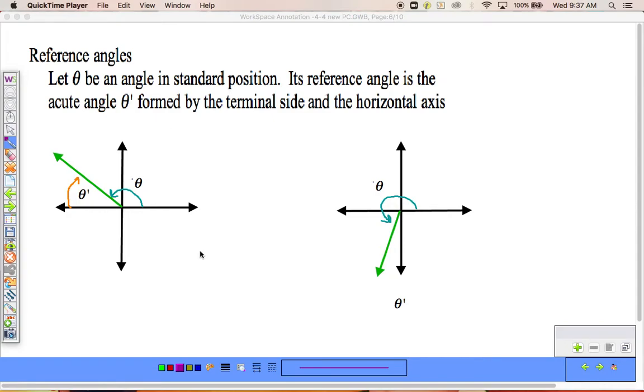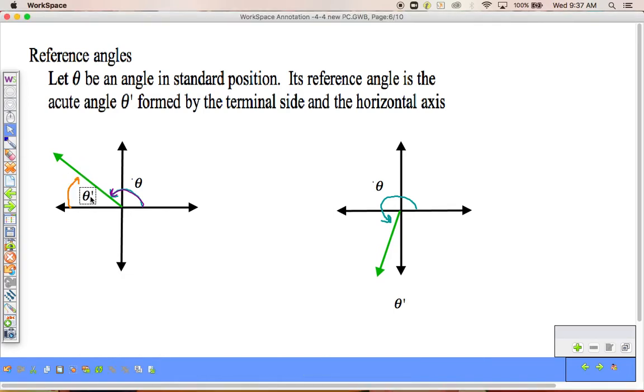So in this first picture, I have my angle theta. This angle theta rotates me into the second quadrant. When I draw a triangle, I need a right triangle, and with theta I'm not getting a right triangle. So I'm going to use this angle theta prime, which is going to be the acute angle that forms with the x-axis. That's going to be my theta prime.